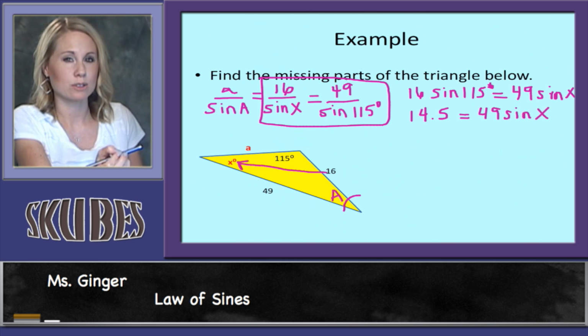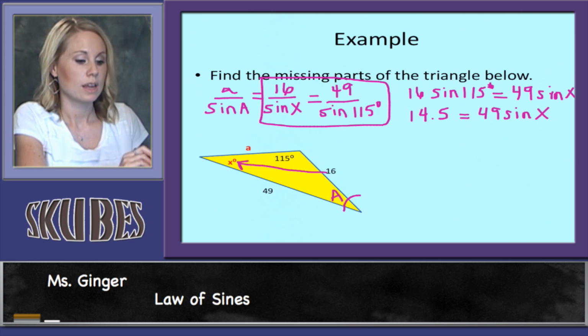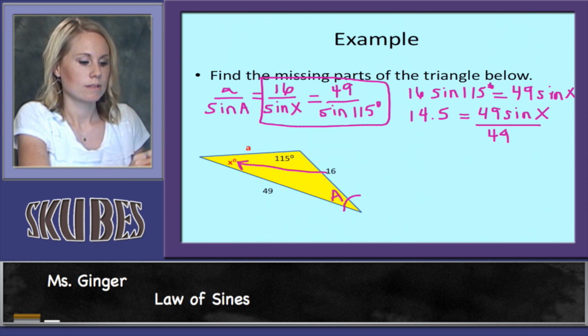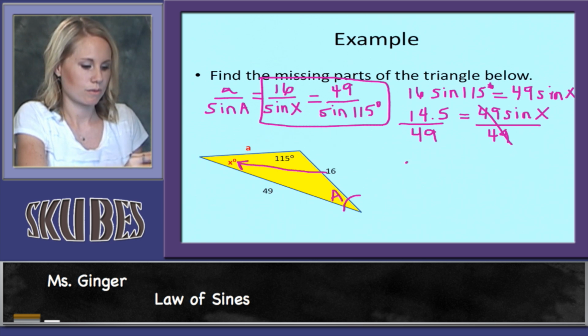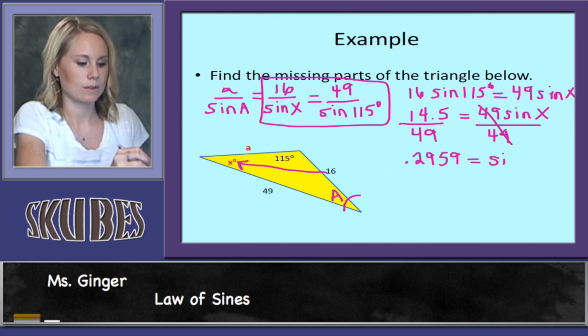And I'm trying to solve for x, so I'm eventually wanting to get x isolated on one side of the equal sign. So let's go ahead and divide out my 49, since I can get rid of it over here. And I have, going to round this a little bit, 0.2959 equals sine x.